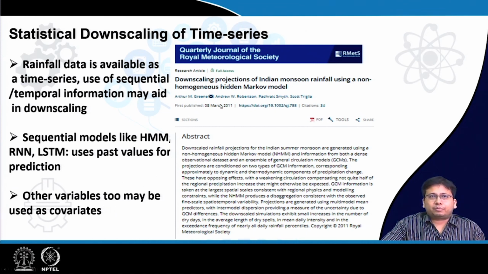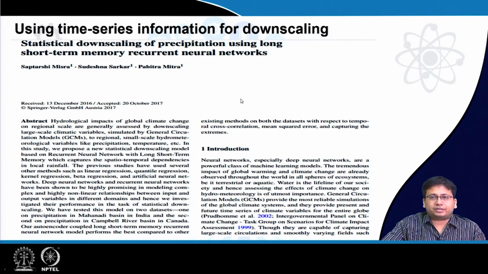Some of the earliest works of this rainfall downscaling, I mean statistical downscaling, used to be done using things like hidden Markov models, but in recent years we have moved from hidden Markov models to, say, recurrent neural networks, etc., for sequential data modeling. So this is one paper which appeared from IIT Kharagpur in 2017.